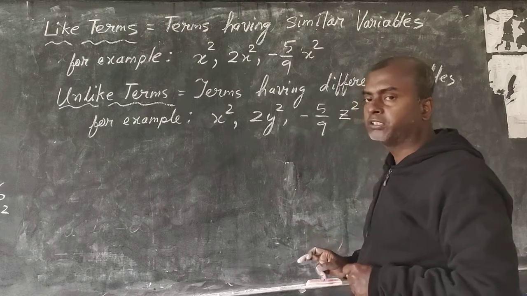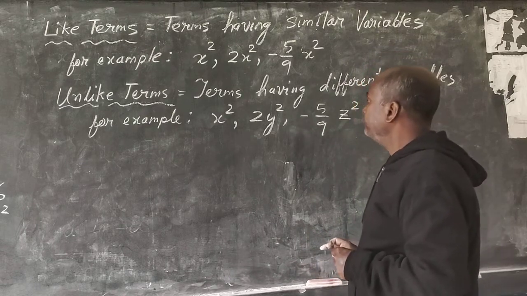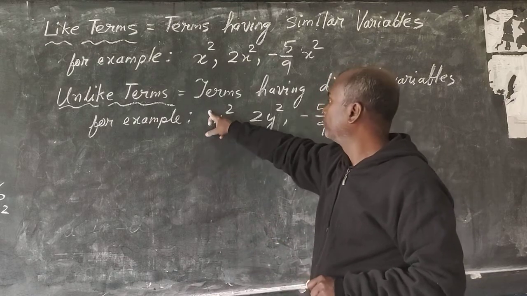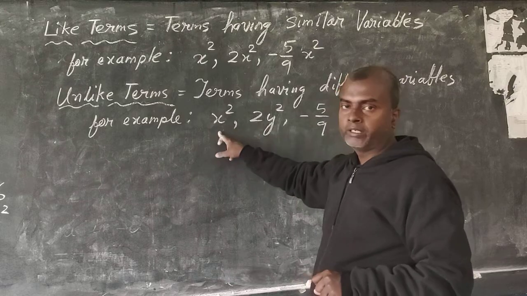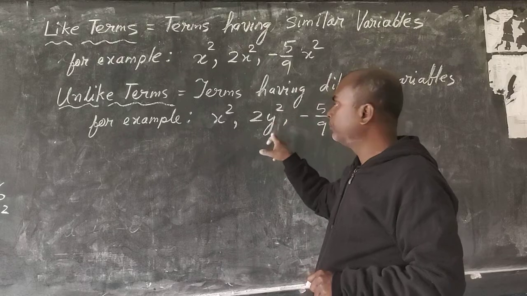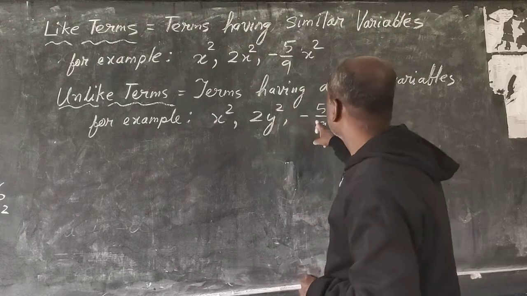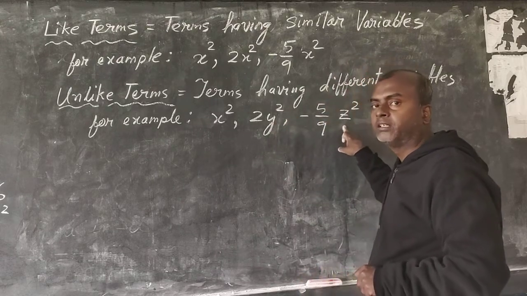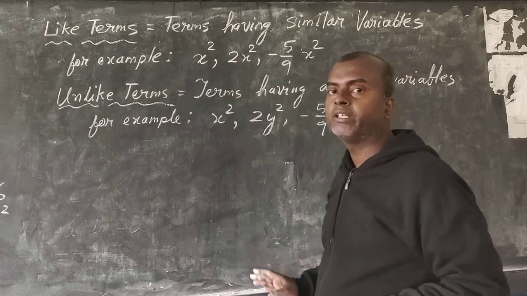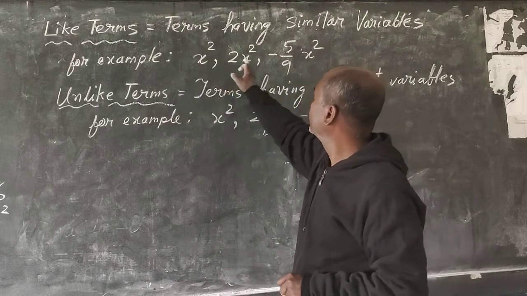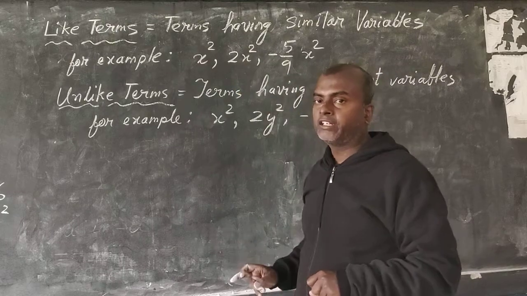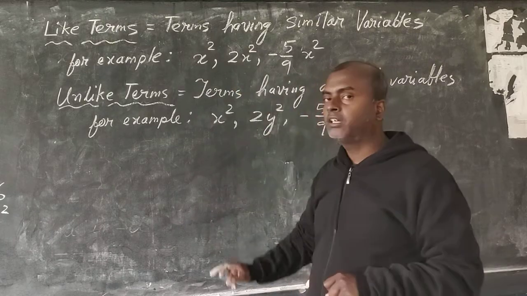So the opposite of like terms is unlike terms. Okay, here those expressions have their variables different. For example, here see this expression, it is 1x square. The variable is x square. It is given in x. Here it is 2y square. The variable is given in y. Here minus 5 by 9z square. Its variable is z. So all different variables. None of the variables are same. Like here, all the variables are same. So we call these like terms, whereas over here these are unlike terms.